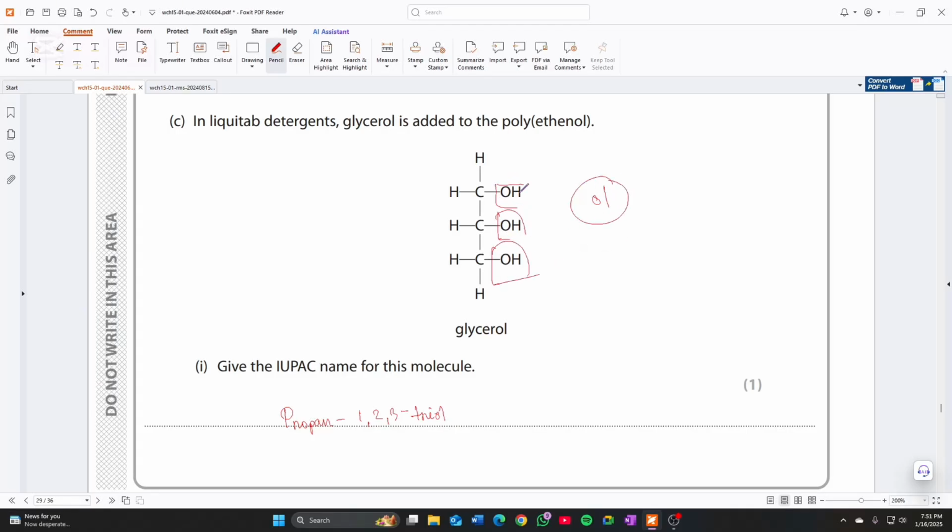Therefore, we have a triol, and in which carbon atoms are these hydroxyl groups bonded? It's in 1, 2, and 3. Therefore, the name would be propane, since we have in total 3 carbon atoms. So propane-1,2,3-triol.